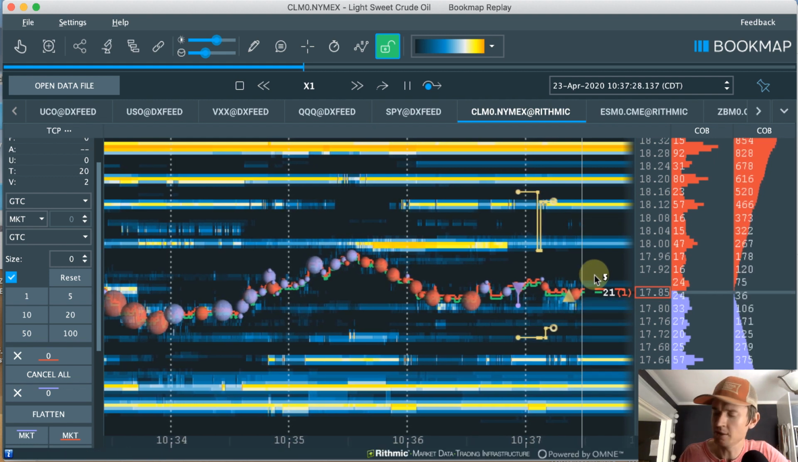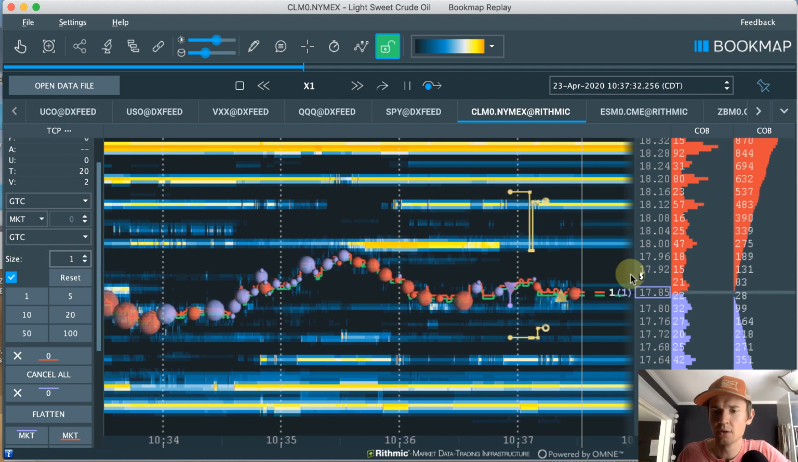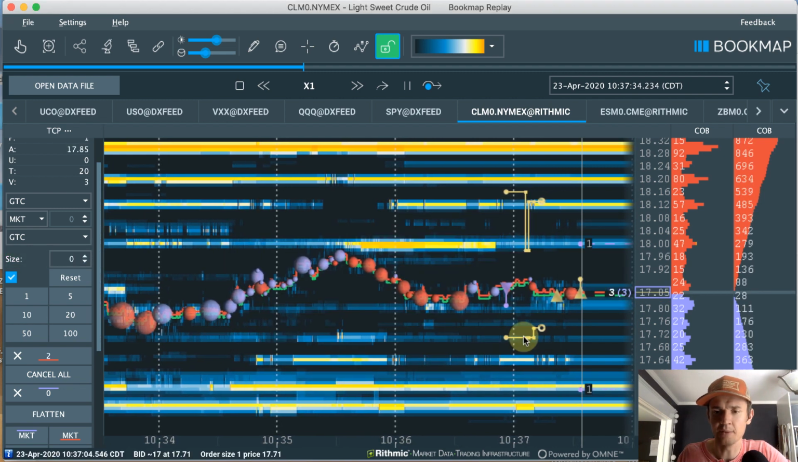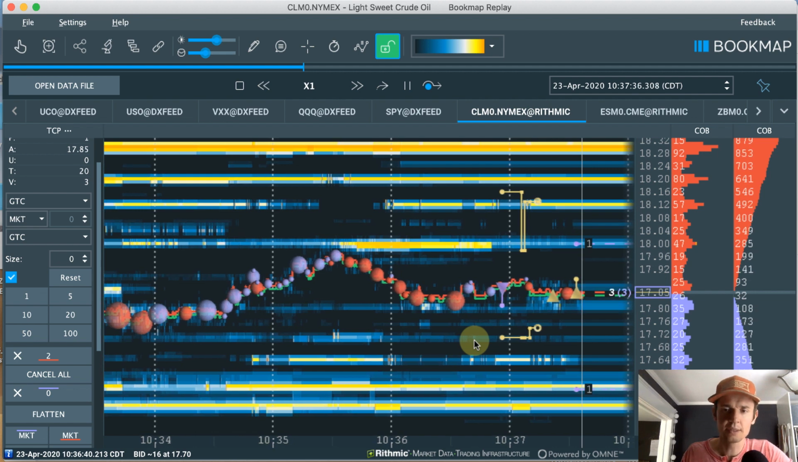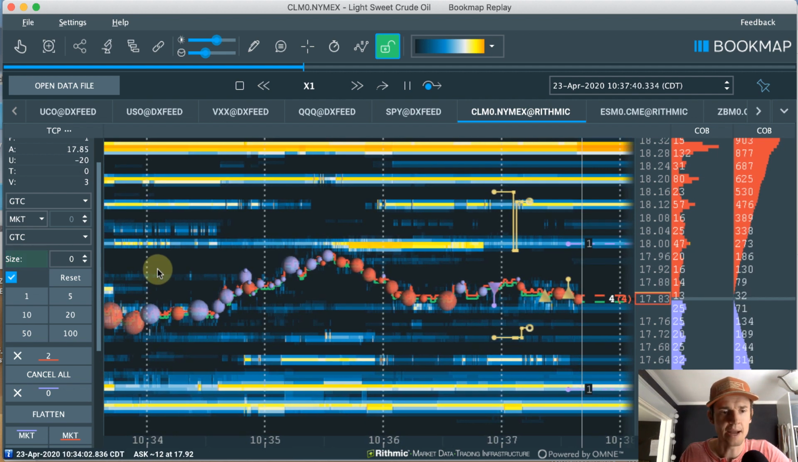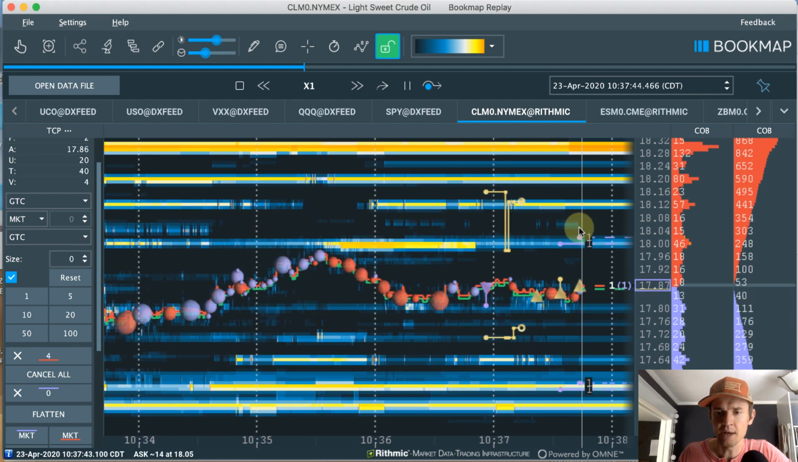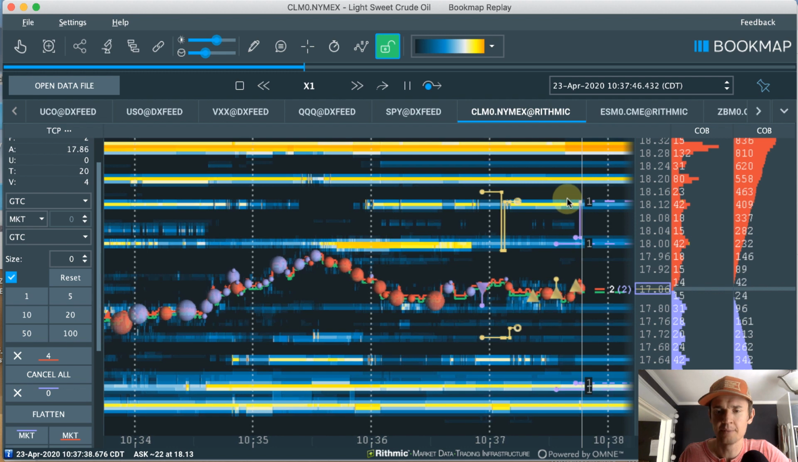Likewise, if you want to buy, you come over here and click the left mouse button. Oops, got to change the size to 1. Click the left mouse button. We'll confirm it. Same situation. If you wanted to have 2 different targets, click that mouse button twice. And now you've got 2 different targets that you can play with.